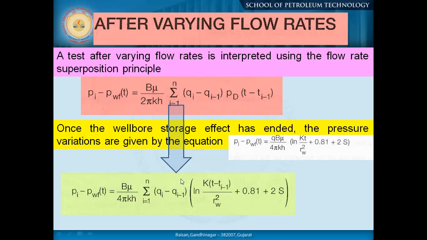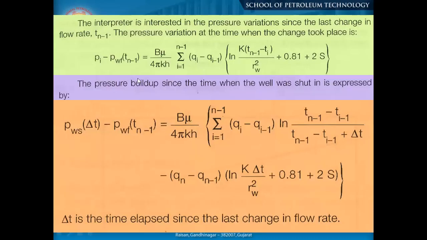Okay, so you see here a similar formulation, but you have a lot of flow rates and their durations are different. The interpreter is interested in the pressure variation since the last change in flow rate. So you can see the pressure variation. The pressure build up since the time when the well was shut in is expressed by this formulation. So this is time T, this is time n minus 1, and using different flow rates at different times, we can change our formulation.